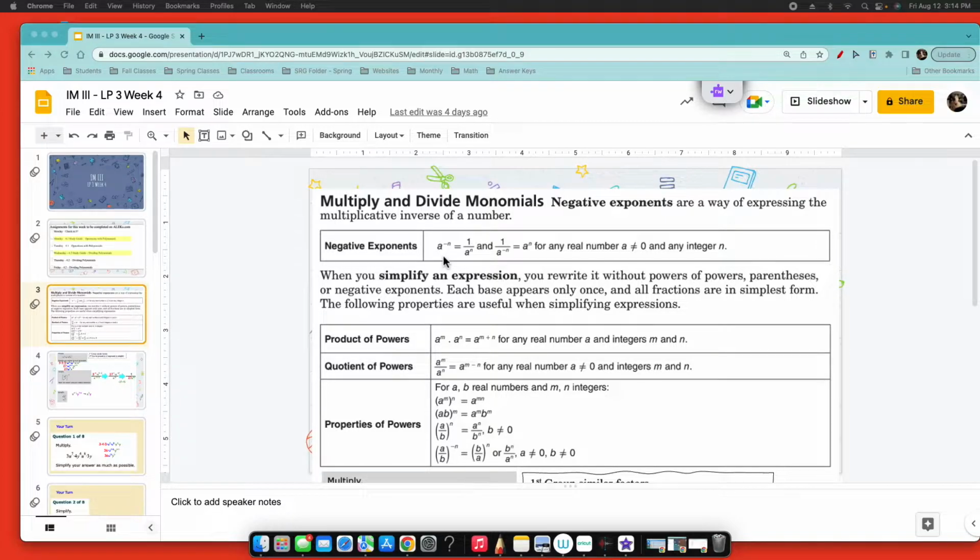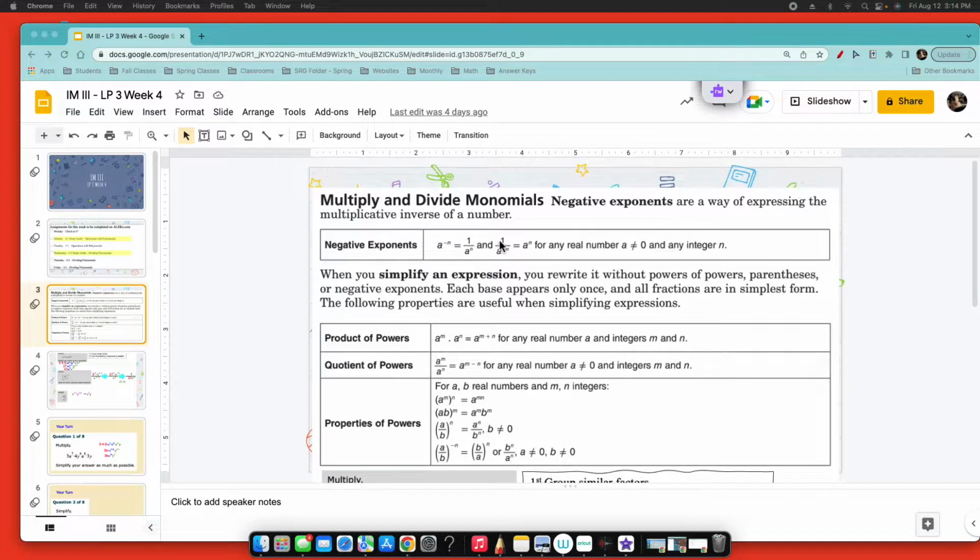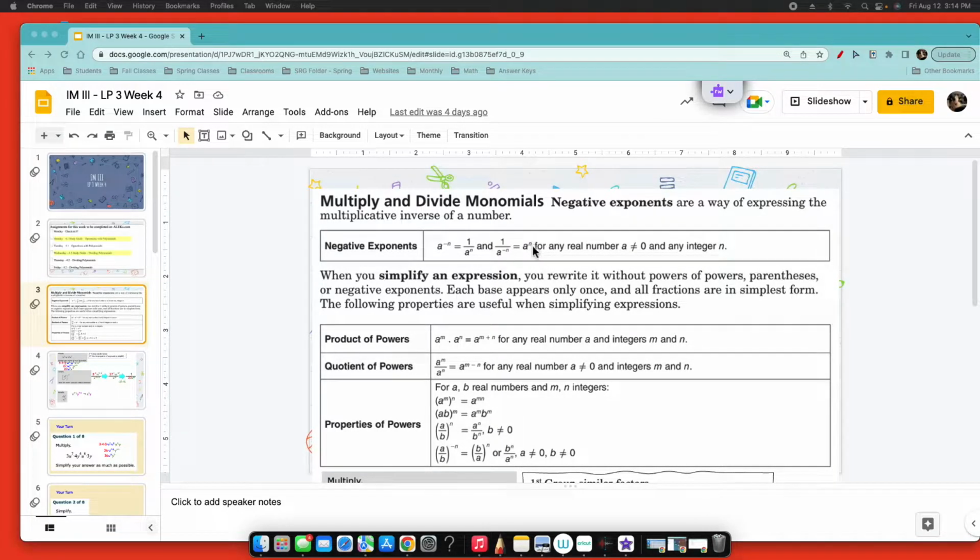But you take the base with the negative exponent and you move it to the bottom, the denominator. If it is in the denominator, then you simply move it up to the top. And since there's just a 1 there on the top, it's just going to be that base with a positive exponent. So it's literally just an indicator that it's in the wrong place.